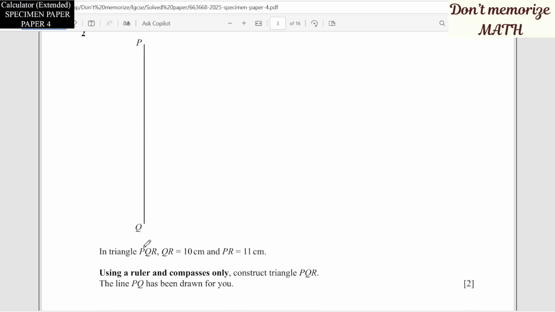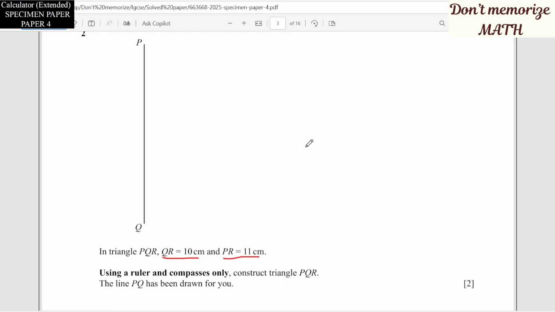Okay, so question number 2. In triangle PQR, we have only PQ, so we need to construct a triangle PQR. There is some R here or somewhere here. QR is 10 centimeter, PR is 11 centimeter. Using a ruler and compass only, construct triangle PQR. The line PQ has been drawn for you.